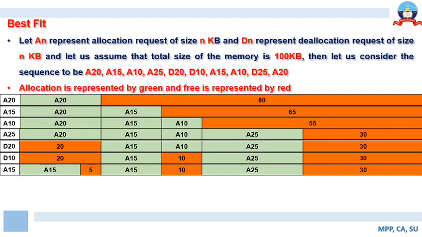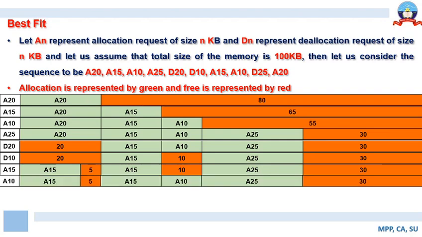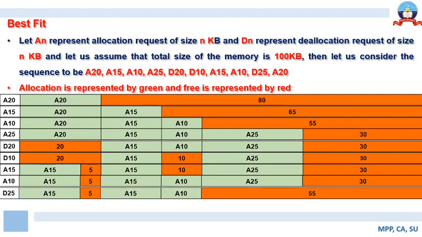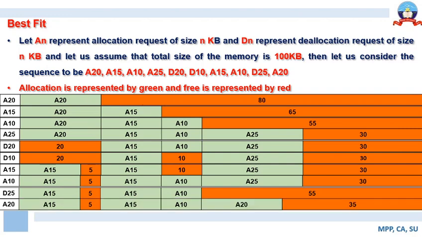Then we have an allocation request of 10 kilobytes. So the 10 kilobytes can be best fit in a free space of 10 kilobytes. So here we have allocated 10 kilobytes to 10 kilobytes of free space. Then we have a deallocation request of 25 kilobytes. So we have 25 kilobytes of memory deallocated. So now we have free space, one of size 5 kilobytes, the other of size 55 kilobytes. Then we have an allocation request of 20 kilobytes. So from the 55 kilobytes we will be allocating 20 kilobytes to the requesting process and we are left with 35 kilobytes of memory space.